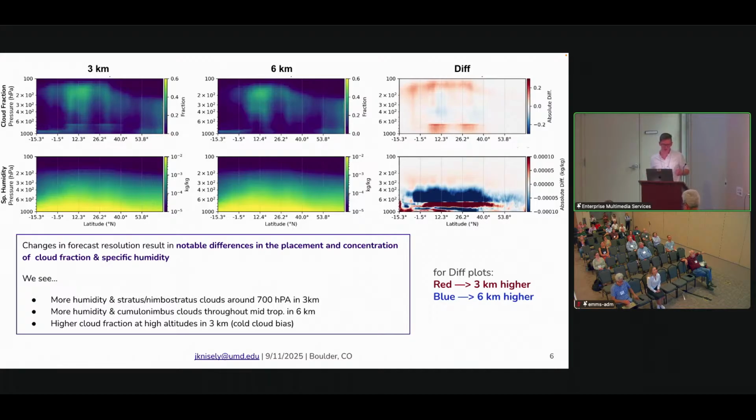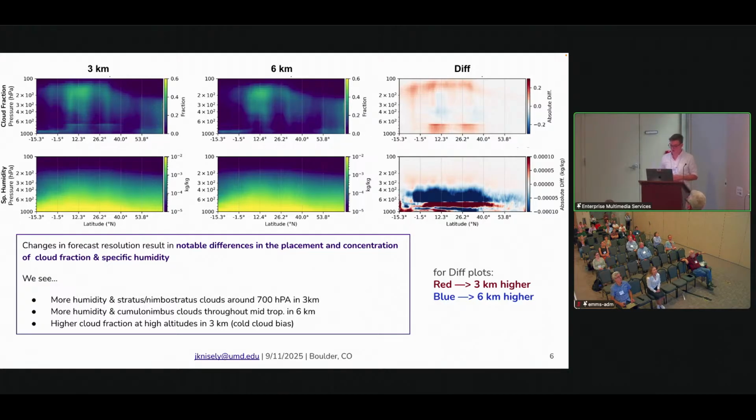The very first thing that we noticed is that these changes in forecast resolution are resulting in some pretty notable differences in the placement and concentration of cloud fraction and specific humidity. If you look at our figures, we have on the top cloud fraction, on the bottom specific humidity, 3, 6 kilometers, and then the difference here. Red means that the 3 kilometers is higher, blue means that the 6 kilometer values are higher. And so we're noticing immediately, we're seeing a lot more humidity in the form of nimbostratus clouds around 700 millibars in the 3 kilometer configuration.